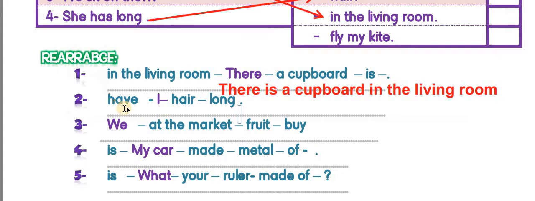I have أنا عندي long hair. I have عندي long hair شعر طويل. I have long hair. there is a cupboard in the living room. I have long hair.